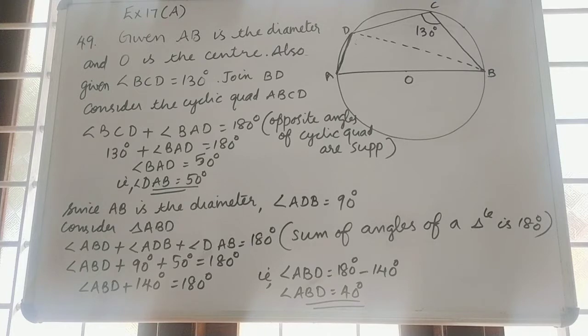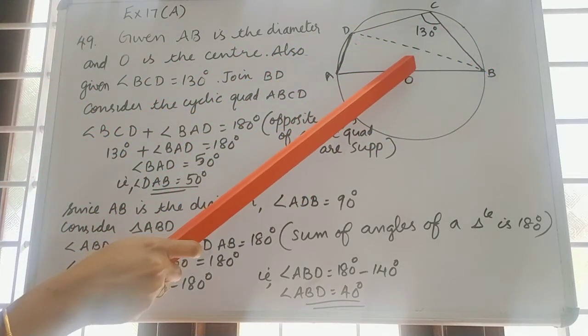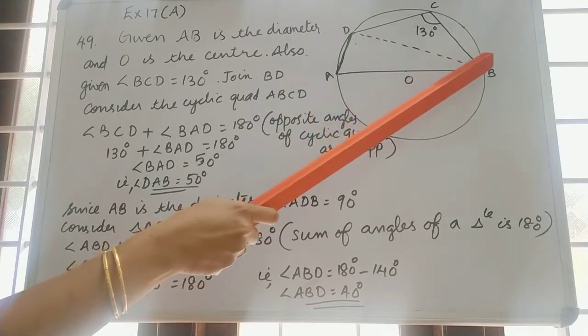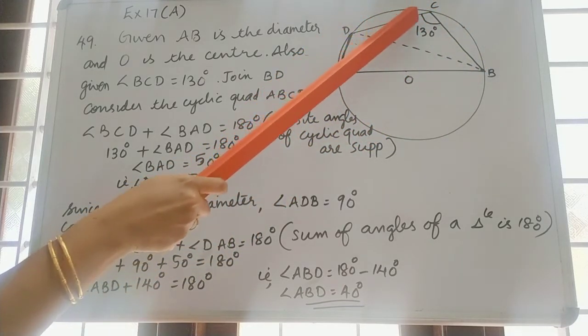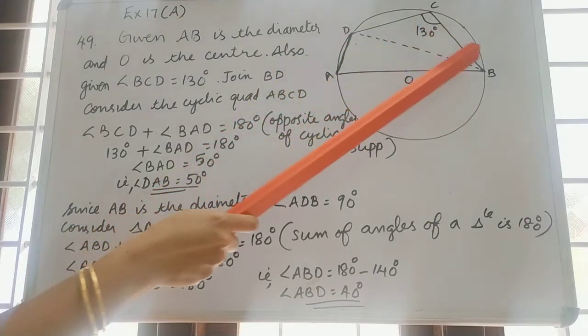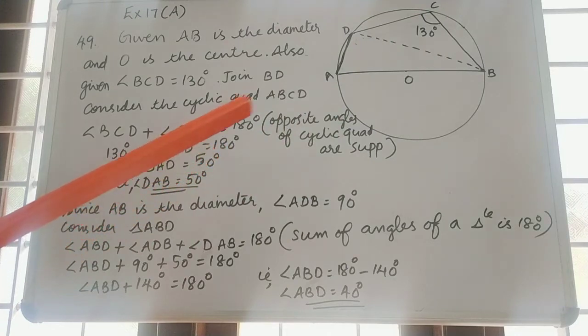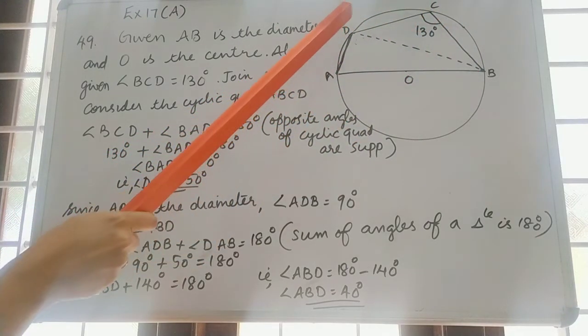Given AB is the diameter and O is the center of the circle. Also given, angle BCD is equal to 130 degrees. So we are joining B and D. Join BD. Consider the cyclic quadrilateral ABCD.